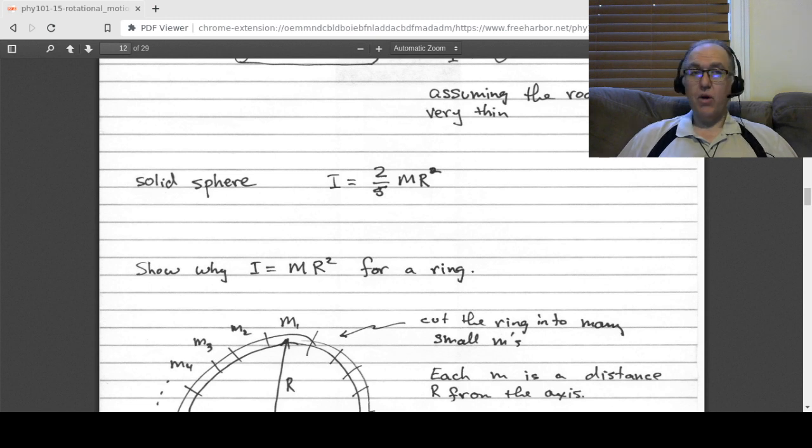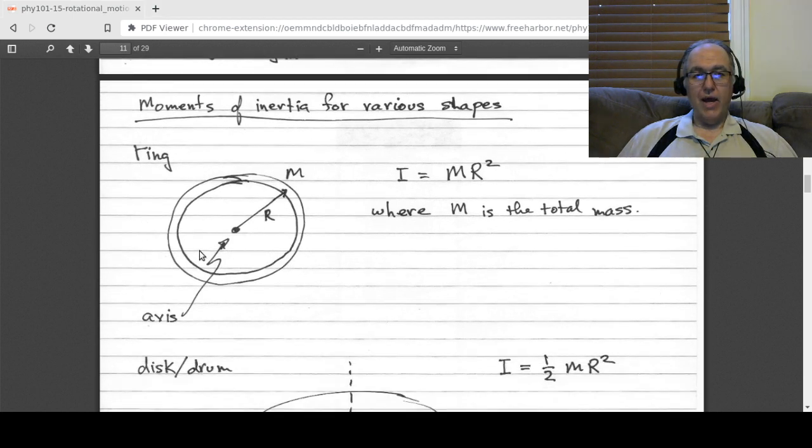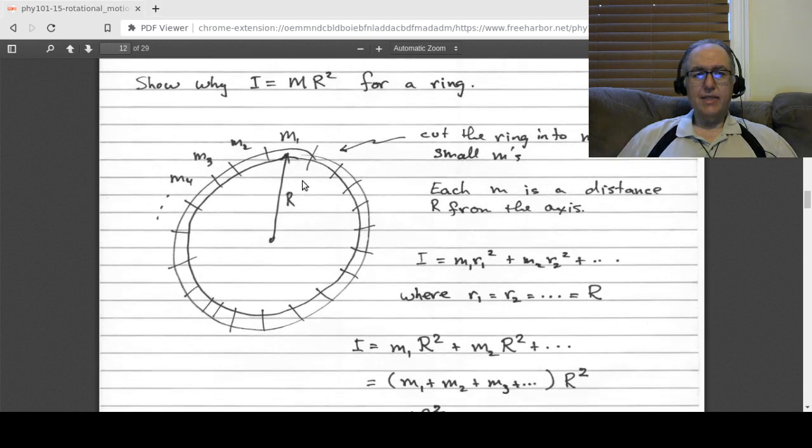Now, all of these formulas can actually be derived from this formula here, the m1r1 squared plus m2r2 squared and so on. You can start from that and derive all of these formulas. I'm not going to do that for all of them because it requires some fancy math. It requires calculus. But I'd like to show you, at least for the ring, that the formula for the point masses really is the same as this formula. It helps give some intuition and understand where these formulas are coming from. Let's show why the moment of inertia for a ring is mr squared.